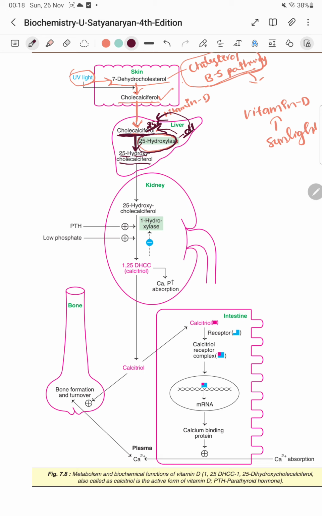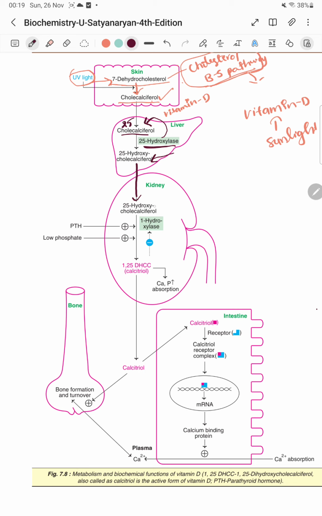Why 25-hydroxycholecalciferol? This hydroxyl group is attached to the 25th position of the cholecalciferol structure. That's why 25-hydroxycholecalciferol. Now you see the 25-hydroxylase enzyme is attaching one hydroxyl group to the 25th position of cholecalciferol. Then this cholecalciferol is turning into 25-hydroxycholecalciferol. Now this formed 25-hydroxycholecalciferol is moving towards the kidney.